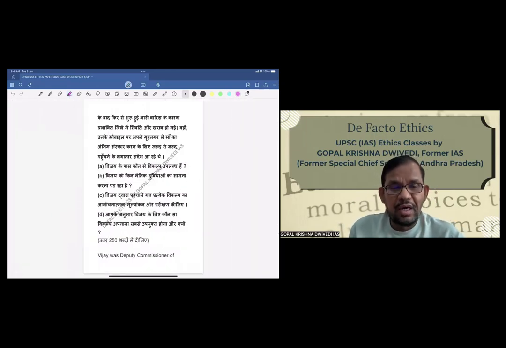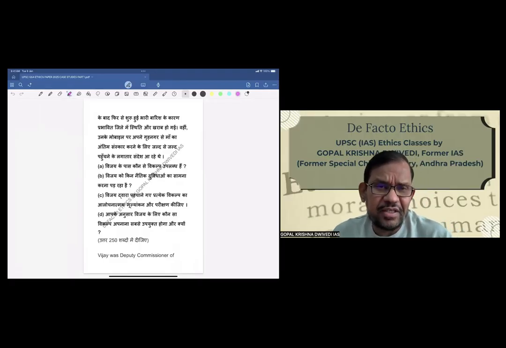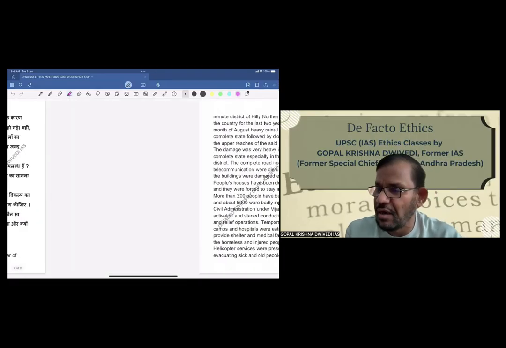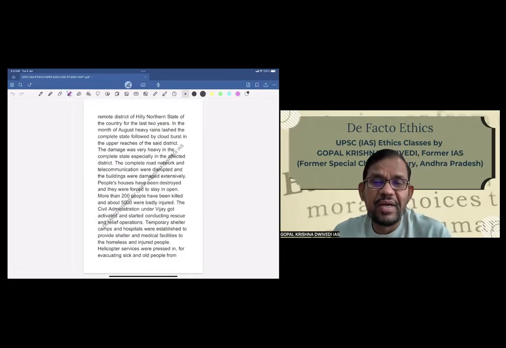So I will read the case study just to understand the essence of the case, the thrust of the case, and what ethical values are involved, and then we will see how we can answer. So Vijay was Deputy Commissioner of a remote district of a hilly northern state in the country for the last 2 years.